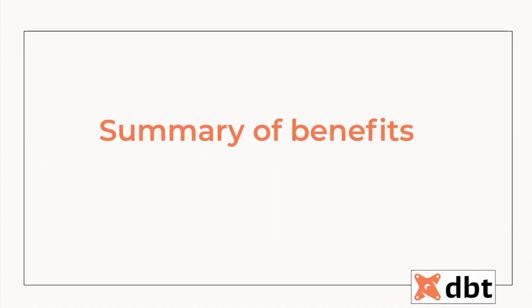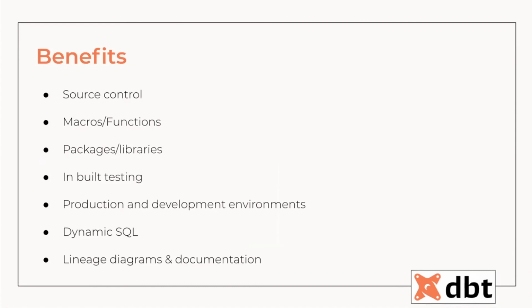Okay, so just a quick summary of the benefits. The first one I haven't mentioned: because you've got the code running locally on your computer, with a series of files there, you can do source control with a tool like GitHub. I've not mentioned that, but it's something you can use. Technically, you don't need to do source control if you're doing DBT on the command line, but you can. You've got macros, functions, packages, libraries, inbuilt testing, your production and development environments. You can do some more dynamic SQL, and you can do your lineage diagrams and documentation.